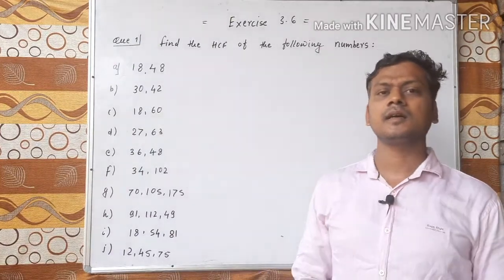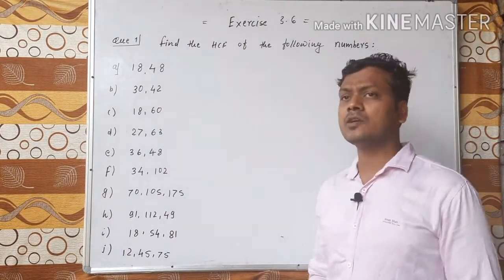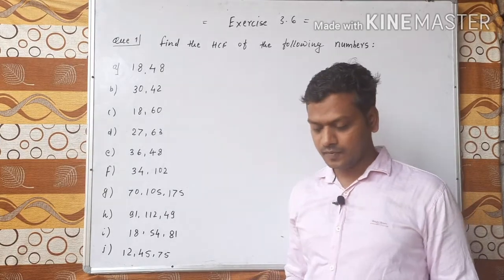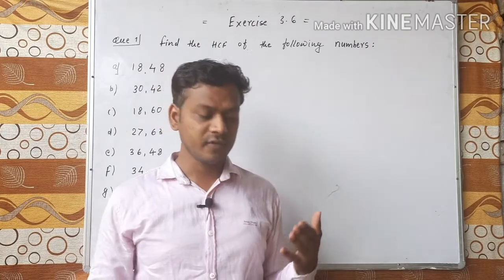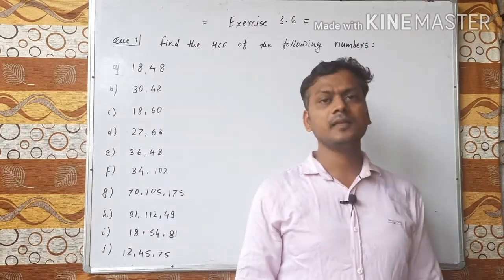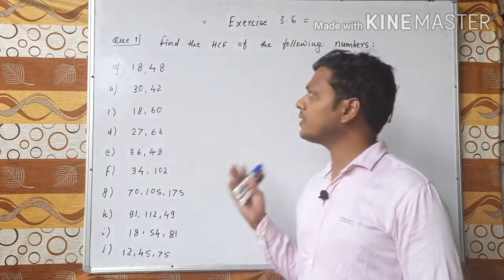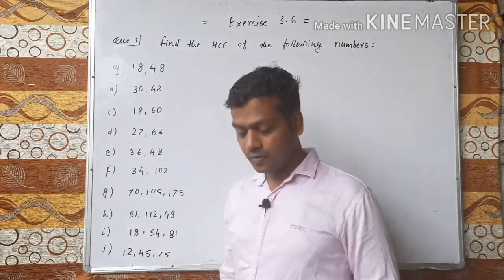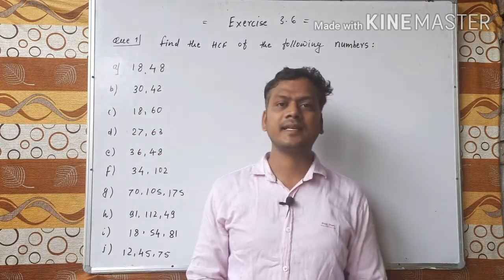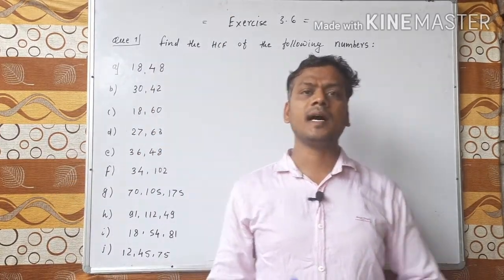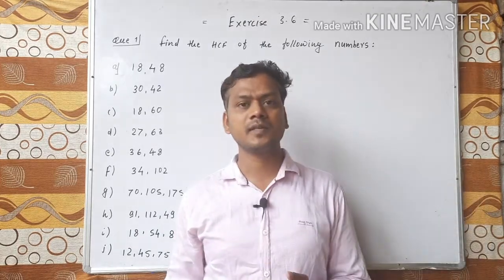3.6 is related to calculation of HCF. So first we can understand how we can calculate the HCF of a given number, then try to solve questions from our exercise. So everyone knows what HCF is? HCF is the highest common factor. And how can we calculate the highest common factor of given 2 or 3 numbers?